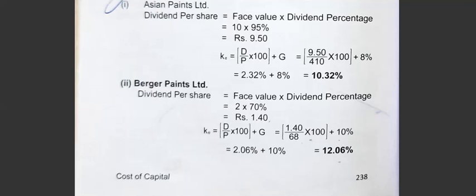So this is the second method under cost of equity to calculate the cost of equity. The first method is the dividend yield method. The name of this method is the dividend growth method. Today I have done two problems under this method.